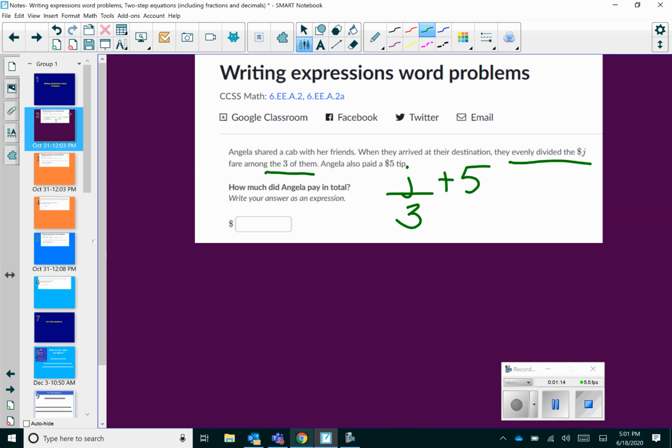So let's say hypothetically, the cab fare was $21. 21 divided by 3 is 7, and 7 plus 5 would equal 12. That's how much Angela would have paid if it had been a total of $21 for the cab fare. So you can just plug it in and make sure that it works, which in this case it does. So our expression here would be J divided by 3 plus 5. Let's try the next one.